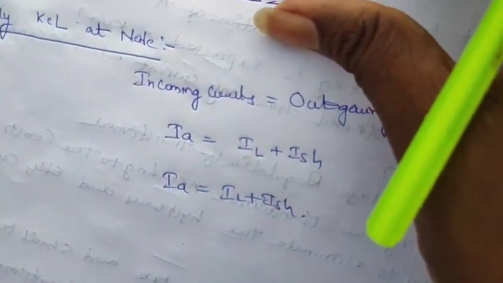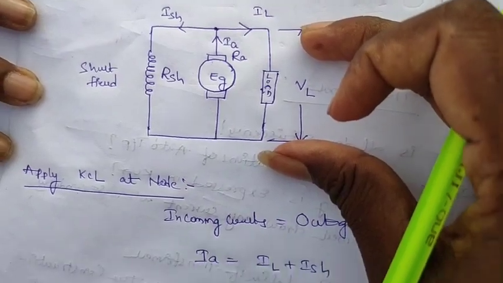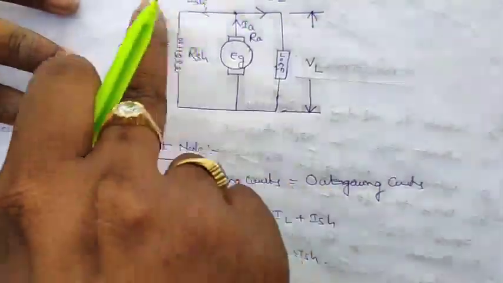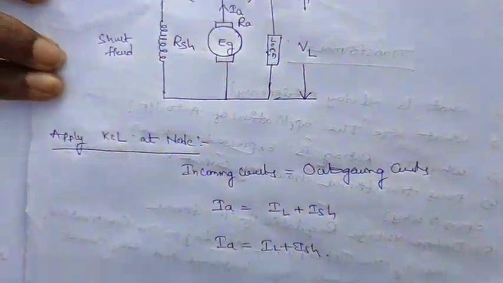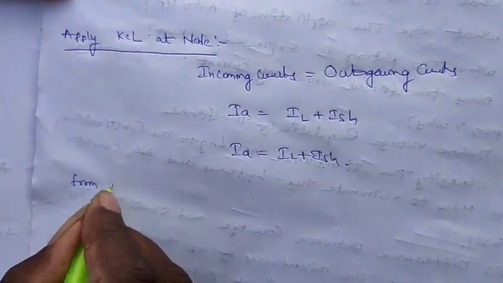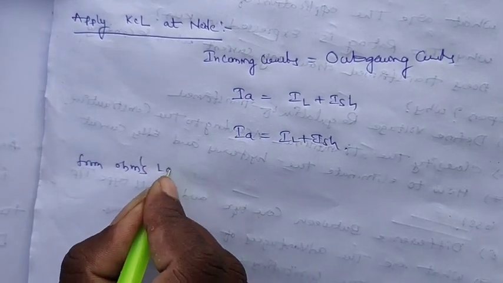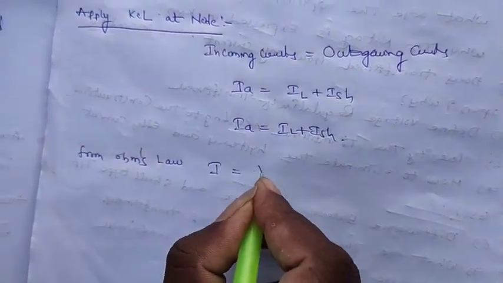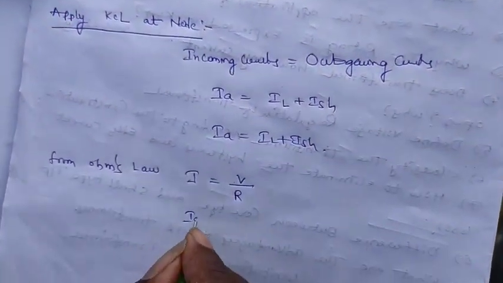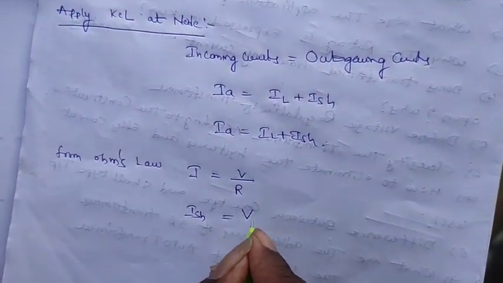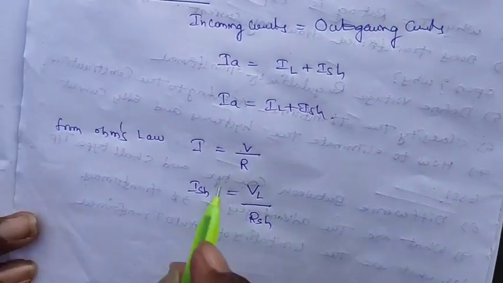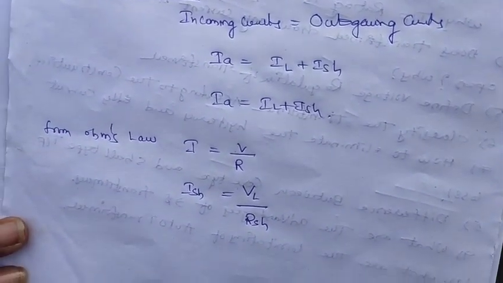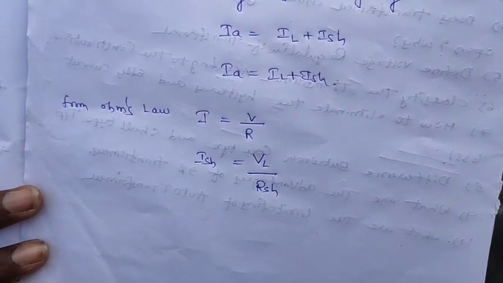So here VL is the voltage across the load. This is parallel to the shunt field. The current flowing in the shunt field is, from Ohm's law, I equal to V by R. Here the shunt current is ISH. The voltage is load voltage divided by resistance RSH. The formula for ISH equal to VL by RSH.